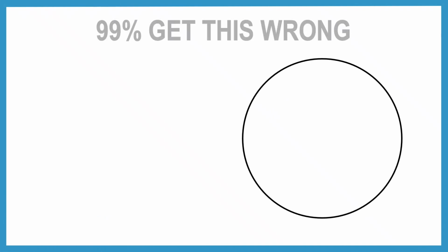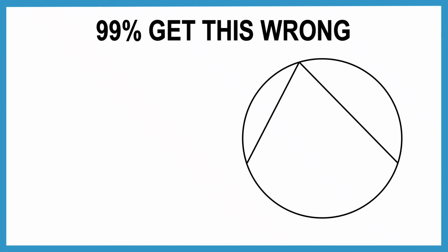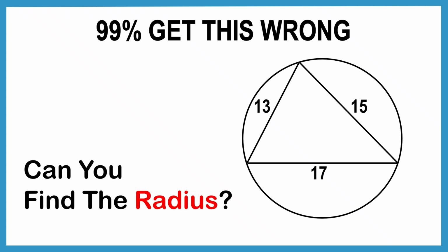Here's a beautiful geometry problem. A triangle with side lengths 13, 15 and 17 is inscribed inside a circle. Your challenge is to find the radius of the circle. But there's a catch. We are only going to use triangle rules, Pythagoras theorem and circle theorem.